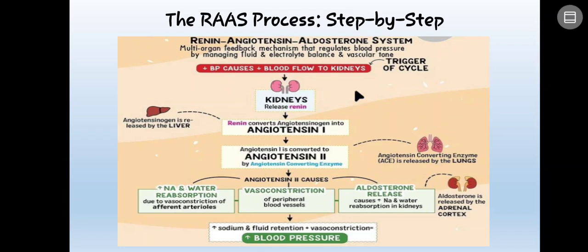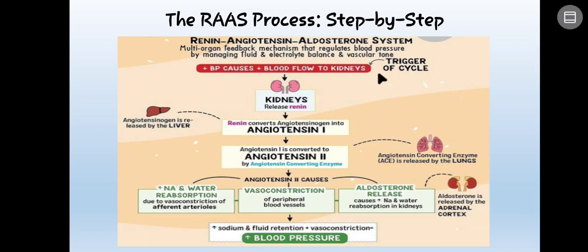I said that the whole renin-angiotensin-aldosterone system cycle starts with a reduction in your blood pressure. You always have to remember that the moment there is a decrease in your blood pressure, it activates this process. Once there is a reduction in your blood pressure, the amount of blood flow to your kidneys is going to reduce. And once the blood flow to your kidney reduces, that will trigger this process.